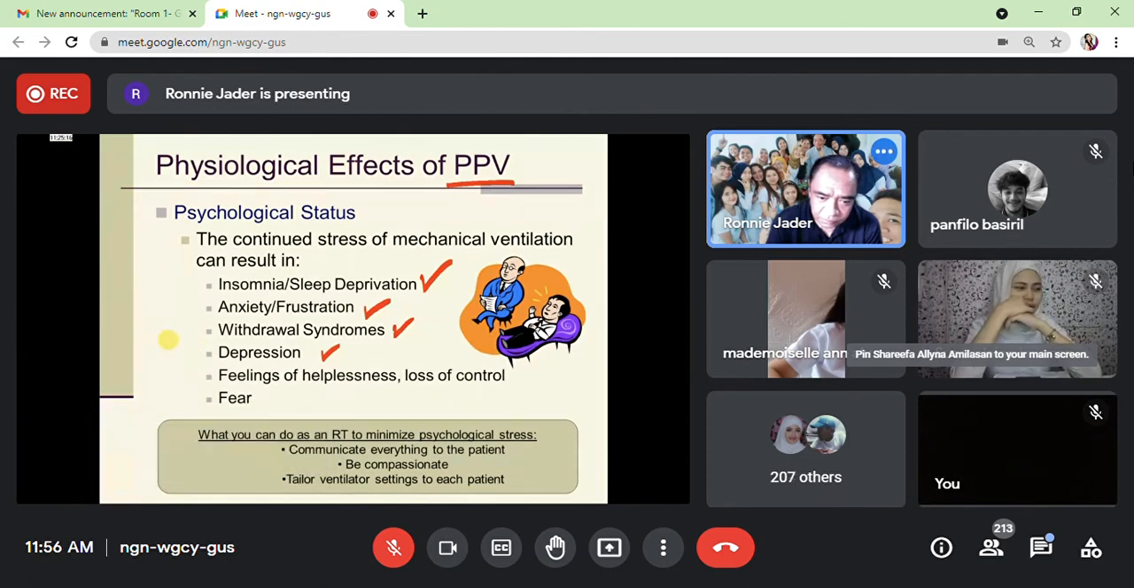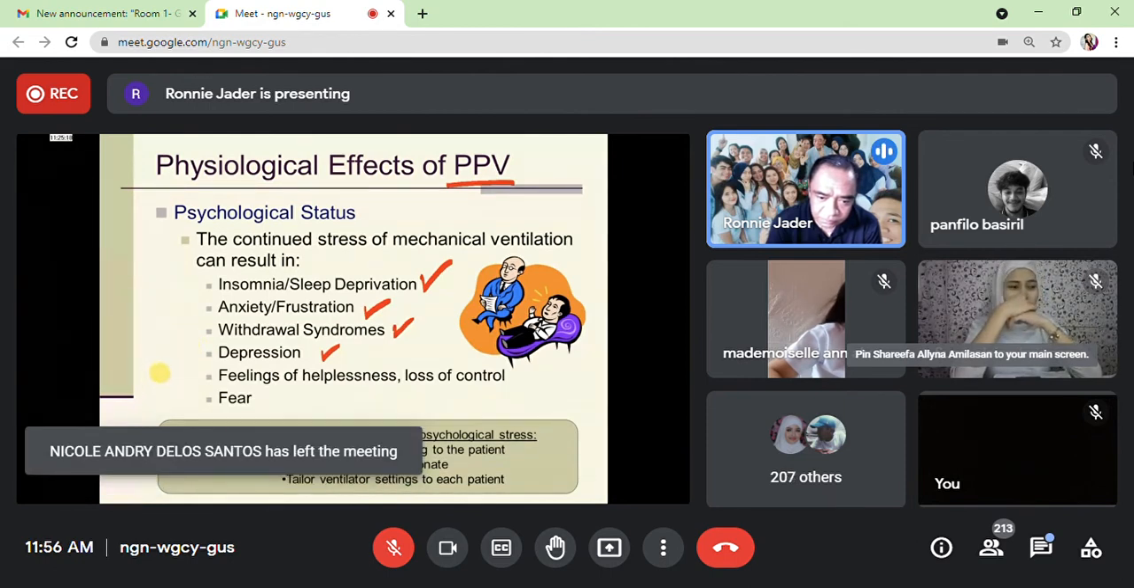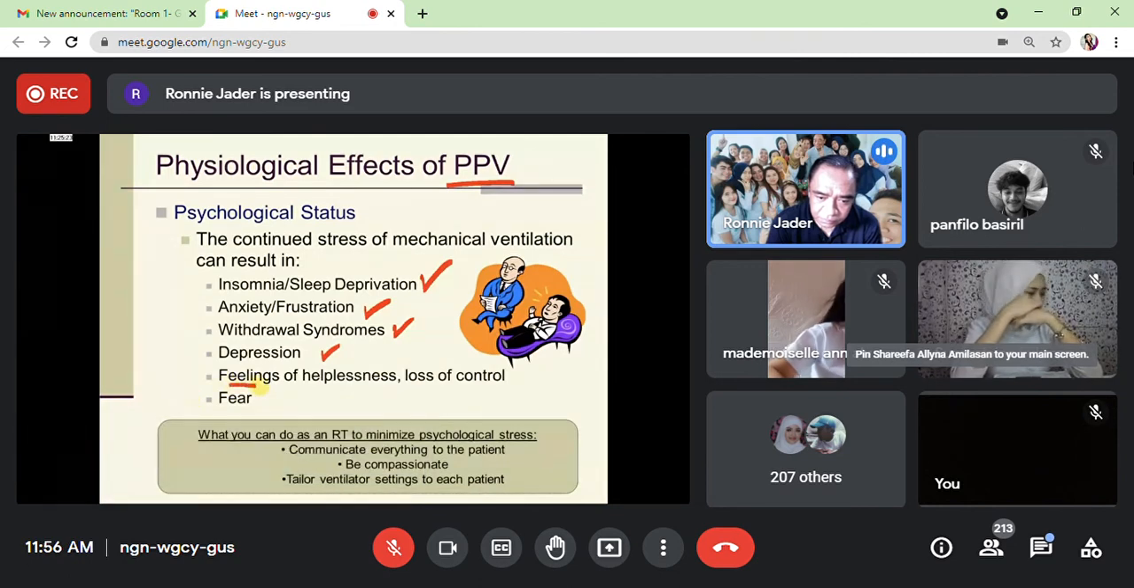So when you're talking about, oh, we're going to get that tube out and we're going to extubate you today, that can actually increase their feelings of helplessness. They're actually in fear of you taking the ventilator away. So how are you going to deal with that?